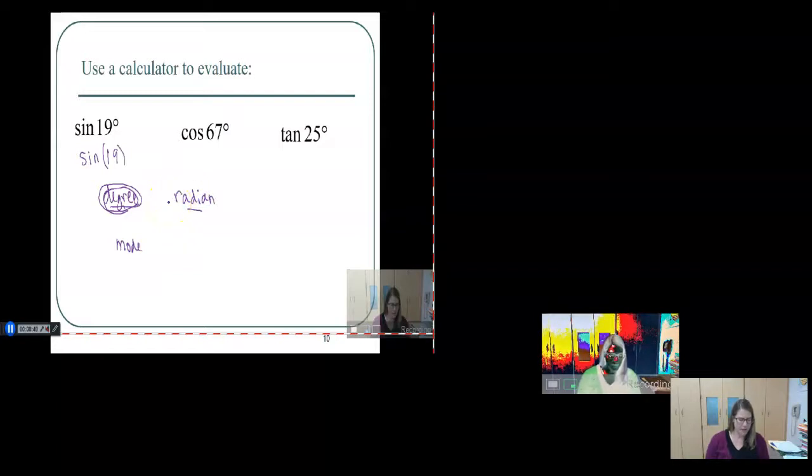And if your calculator is in degree mode, you should get 0.325, and I'm going to round off there, so about 0.3256. So that is the sine of angle 19, 0.3256. If you didn't get that, it's probably in radian mode, so try to figure out how to change to degree mode. Cosine of 67 is equal to 0.3907.